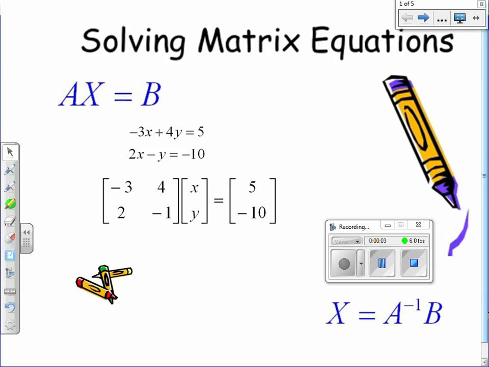Solving matrix equations. That's the topic of this video. In this video, we're going to be looking at how we find a particular matrix that's in an equation. The setup is going to be something like this.